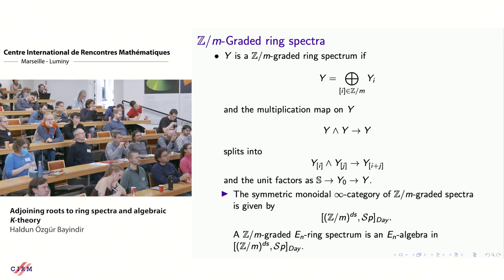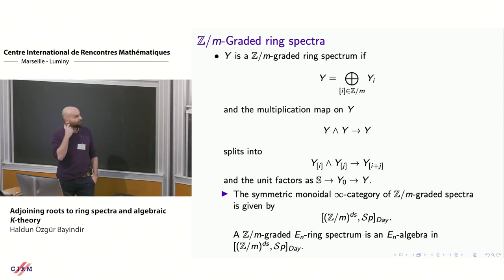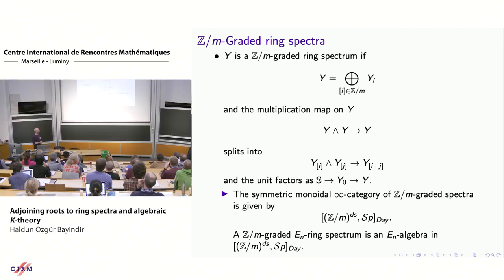Of course, the correct way of talking about this is to say that we're working in the symmetric monoidal category of Z mod M graded spectra, which is given by the functor infinity category from Z mod M to spectra. This functor infinity category is just the product category because it's a discrete category. And then you equip this with the Day convolution monoidal structure, and a Z mod M graded E_n ring spectrum is an E_n algebra in this symmetric monoidal infinity category. Right? So this is the way to make this precise. If you look at what Day convolution is doing, it's precisely giving you a multiplication of this sort. That's what the definitions would tell you.